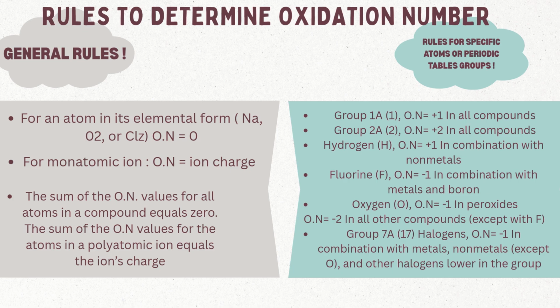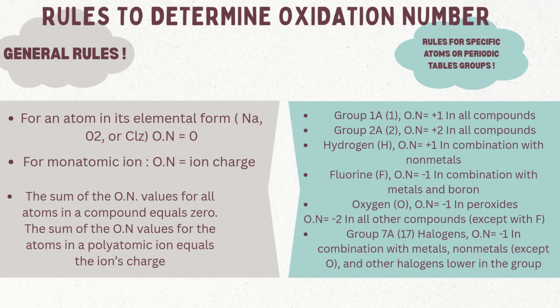Firstly, the oxidation number for an atom in its elemental form, such as Na, O2 or Cl2, is always 0. Secondly, for a simple monoatomic ion, Na+ or Cl-, the oxidation number is simply equal to the charge of the ion. The final, crucial general rule is that the sum of the oxidation number values for all atoms in a neutral compound must equal 0. Conversely, for a polyatomic ion like SO4 2-, the sum of oxidation number values for all constituent atoms must equal the overall charge of the ion.